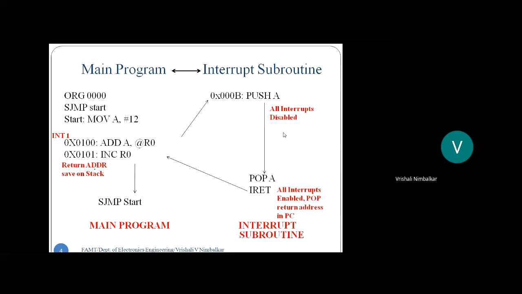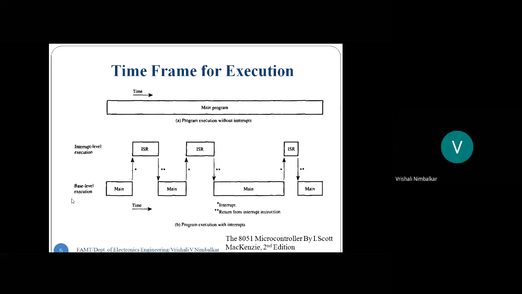So nested interrupts are possible, provided the programmer writes an instruction to enable the interrupts. By default, when an ISR is executed, the interrupts are disabled. But the programmer can enable them and have the facility of nested interrupts. Now the diagram which is shown here, this is not nested interrupts.